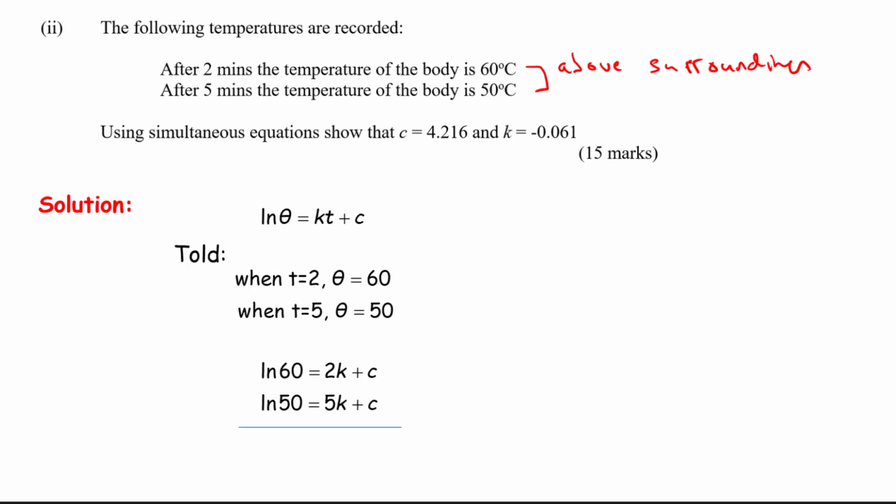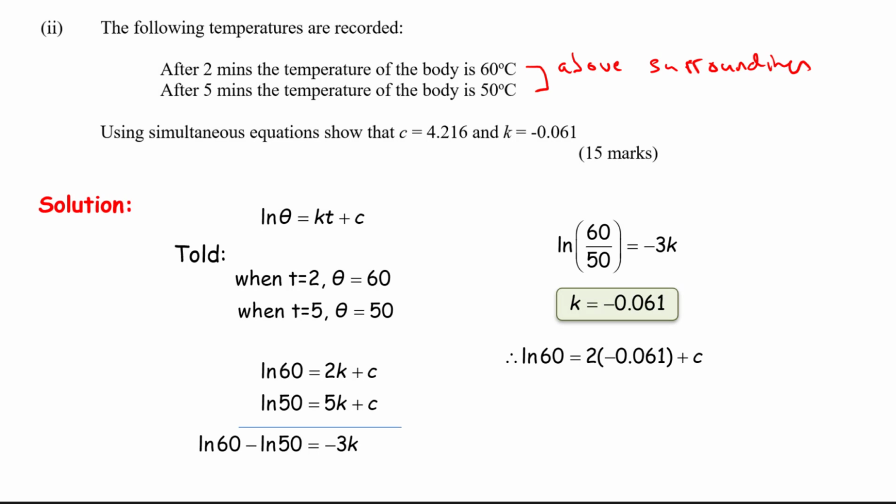And then if we underline this and subtract the bottom from the top, we're going to get the log of 60 minus the log of 50 is equal to 2k minus 5k, which is minus 3k, and the c's cancel. Okay, so you could just work that out in your calculator, but if you want, you could say the log of a minus the log of b is equal to the log of a over b. So in this case, we have the log of 60 over 50, or if you want, the log of 6 over 5. And if you divide the log of 6 over 5 by minus 3, you get k is minus 0.061.